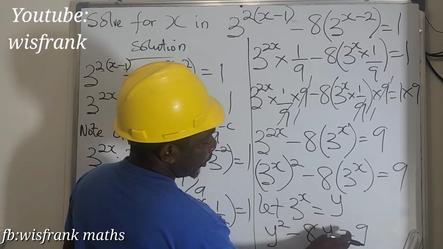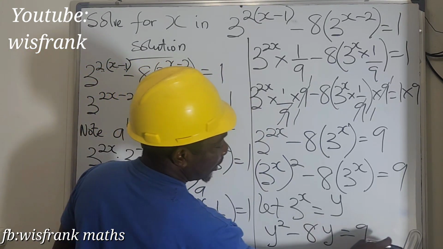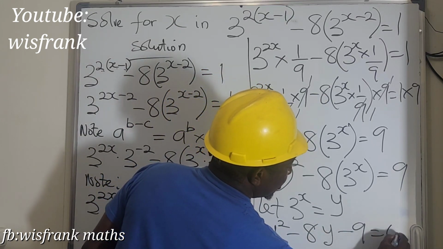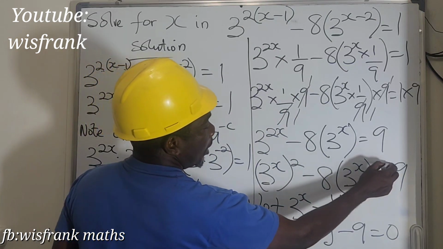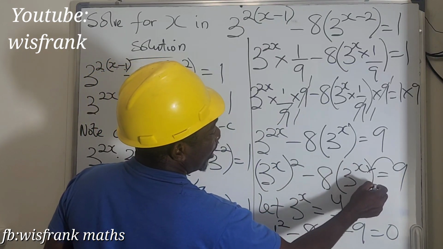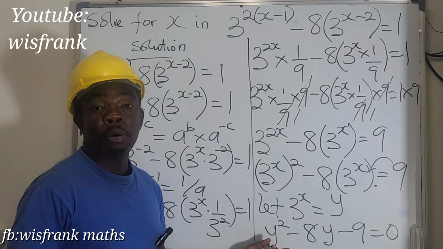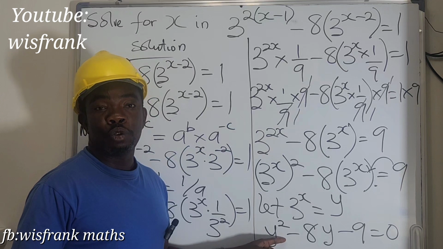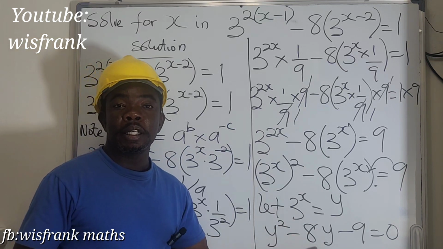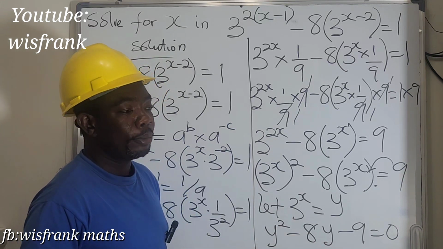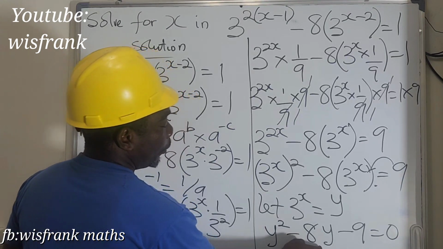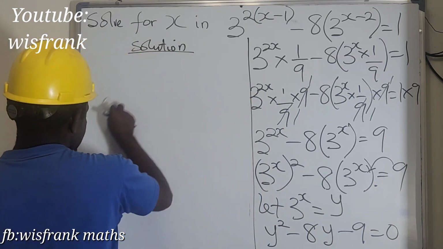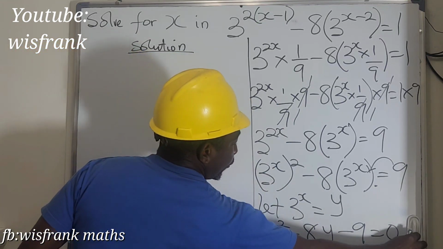Now this 9 can be transposed to the other side. So we have minus 9 equals 0, because when we transpose this 9 to the other side, it becomes minus 9. So now this has become a quadratic equation, because the highest power of y here is 2. We are going to use the factorization method to find the value of y.